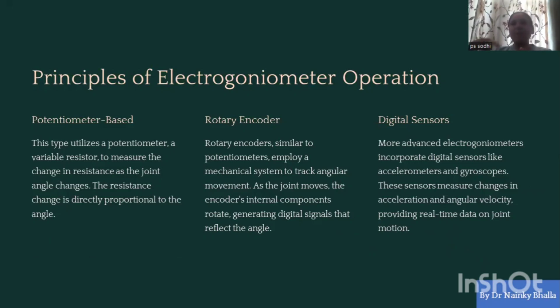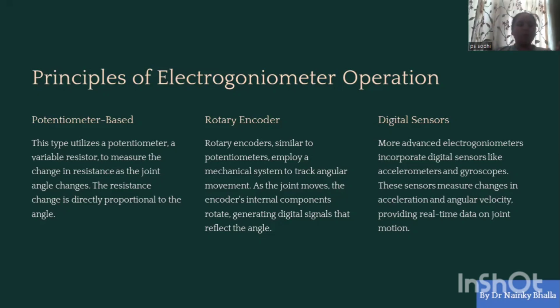Any of these can be used along with the two arms. The first is the potentiometer, as I told you. The potentiometer has a variable resistor to measure the change in resistance as the joint angle changes, and it is directly proportional to the angle. The other method is rotatory encoders, similar to the potentiometer, but here it tracks the angular movement of each joint, and thereby we can reflect the angle. Digital signals can be displayed.